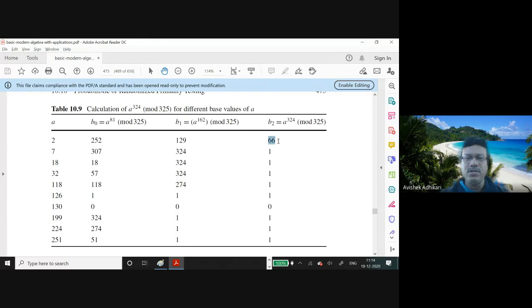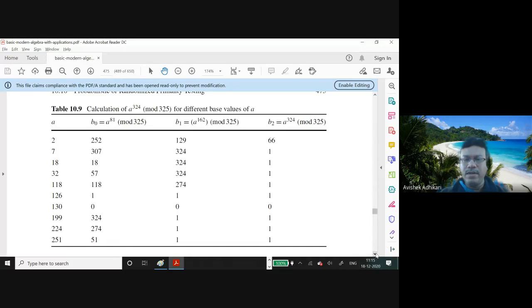If I consider the value of a to be 307, then I will get this. Note that 324 is nothing but -1 in modulo 325. That means if I start with 307, then b0 is 307, b1, that means b0 squared, is -1, and if I make a square of this, suddenly it becomes 1. If you start with 18, then also I will have a similar pattern. 18 squared is -1, and then this is 1, and so on. So you check with these values.